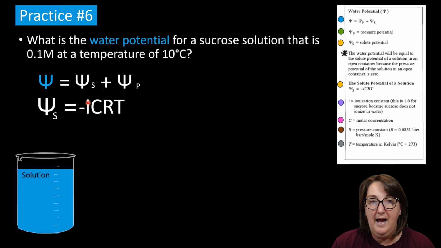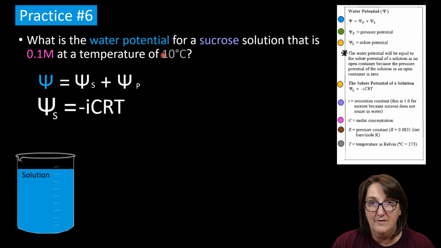So I need to find my I, my C, my R, and my T. So I'm going to look. I come to my first one, which is sucrose. What number is sucrose for I? It's 1. I look again, and I get to this one right here. This is going to be my mole concentration, my molars. So this is going to be 0.1, it's going to be C.